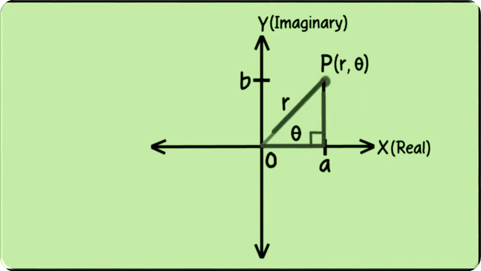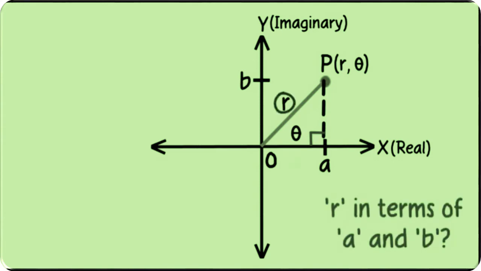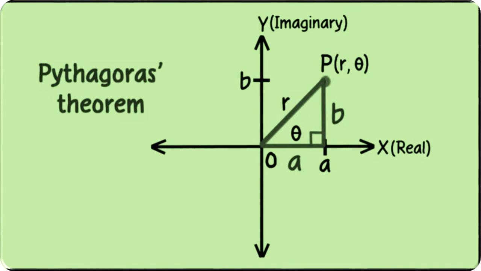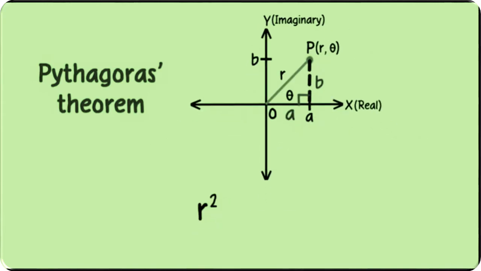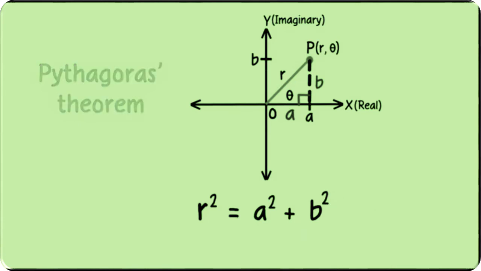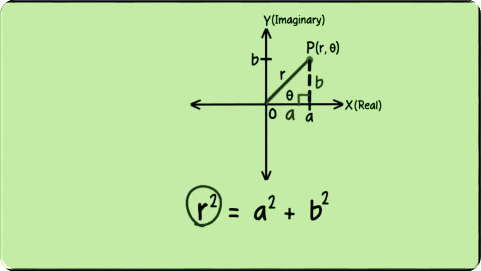Now let us just focus on this triangle and nothing else. Let me ask you a simple question. Can you tell me the length of r in terms of a and b? Come on, you should be able to answer this. In this right triangle, we can use the Pythagoras theorem to find r. r squared will equal a squared plus b squared. The square of the hypotenuse is equal to the sum of the squares of the other two sides.